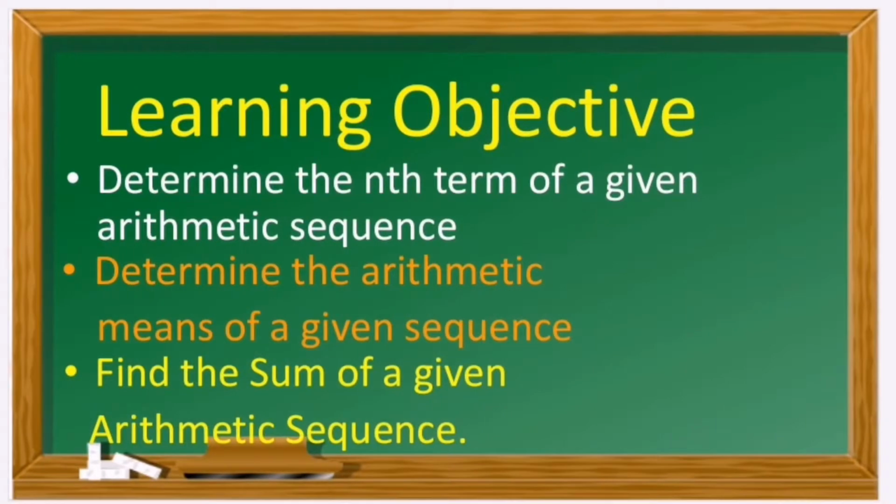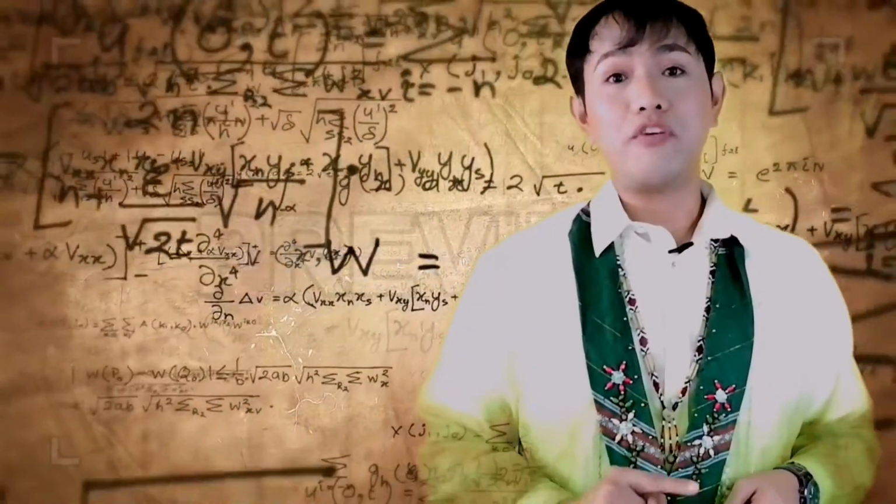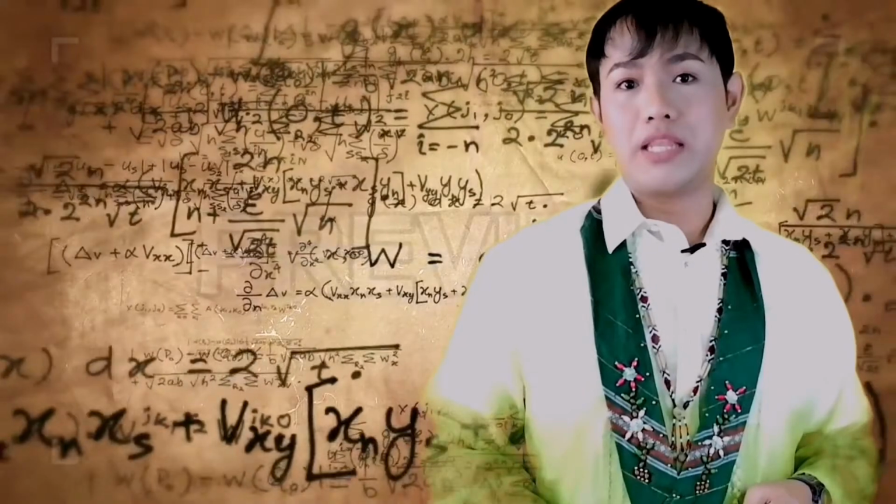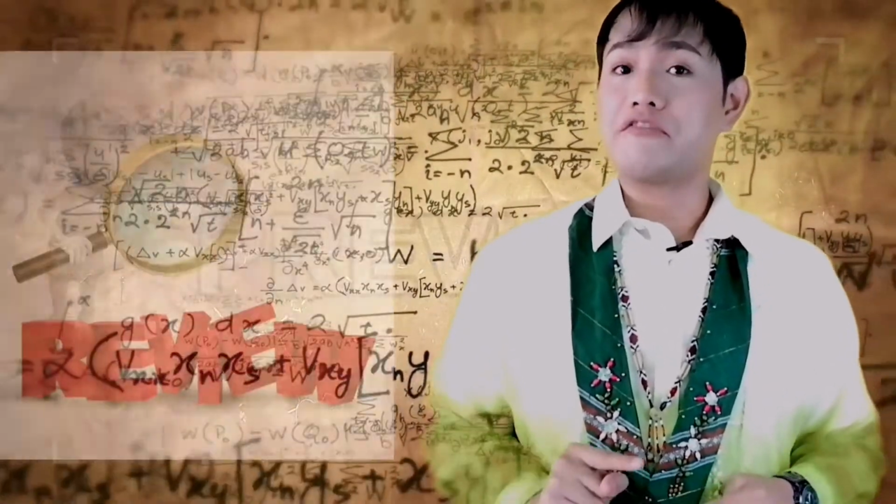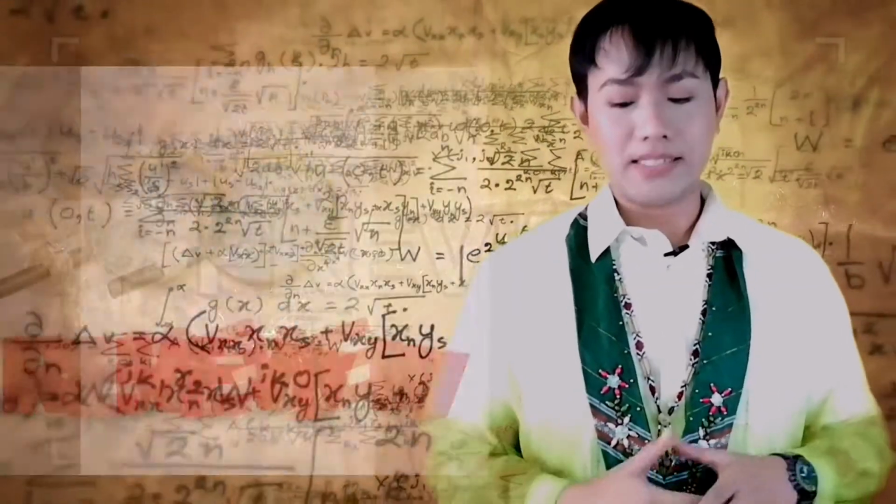First, you are going to determine the nth term of a given arithmetic sequence. Second of all, you are going to determine the means of an arithmetic sequence. And last, but certainly not the least, find the sum of a given arithmetic sequence. Before we move on to our first topic for today, let us have a brief review of what you have learned last time.